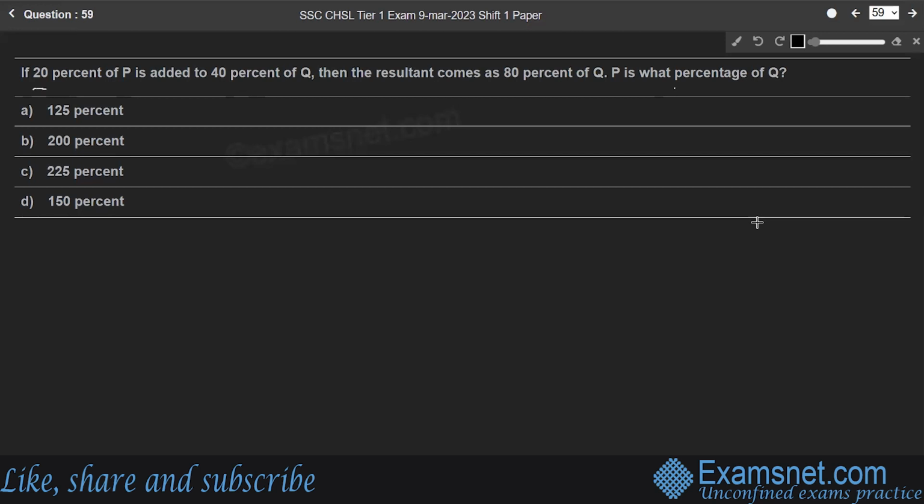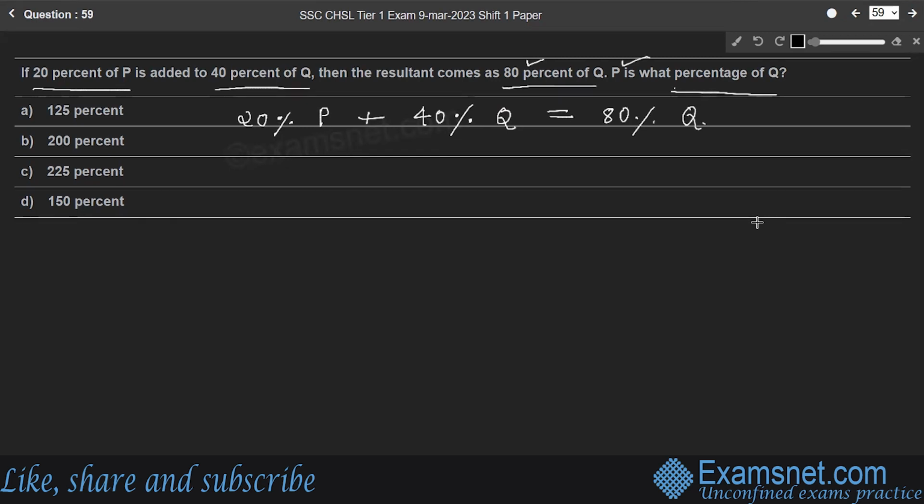Question 59. If 20% of P is added to 40% of Q, then the resultant comes as 80% of Q. P is what percentage of Q? So 20% into P, when it is added to 40% into Q, the resultant comes as 80% of Q. So P is what percentage of Q?